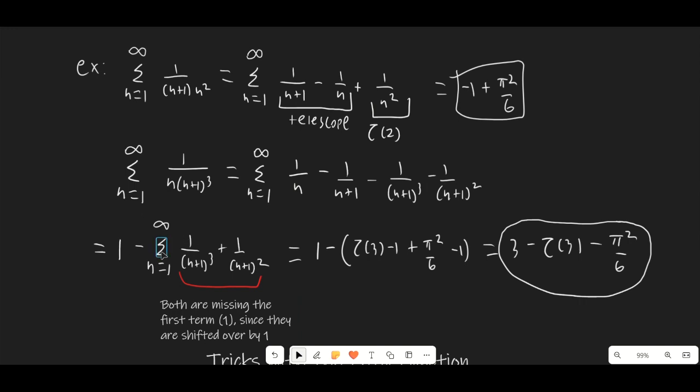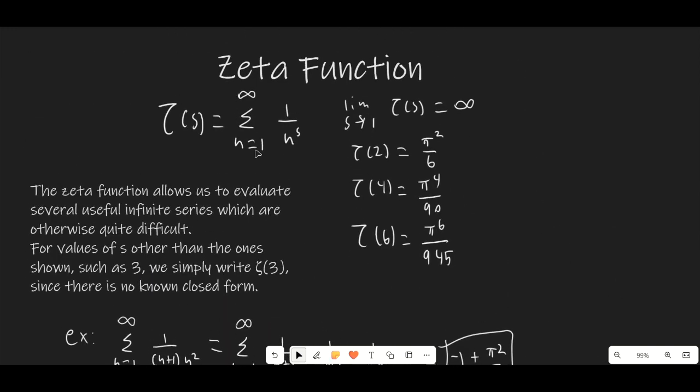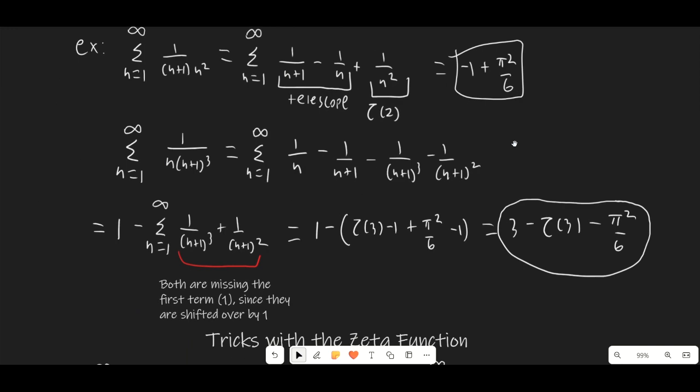So what I mean by this is zeta of s, as if we go back up, equals the sum from n equals 1 to infinity of 1 over n to the s. However, in this case, we have the sum from n equals 1 to infinity of 1 over n plus 1 cubed and 1 over n plus 1 squared, which means that we're never going to get that first term when n was equal to 1 of just 1 over 1 to the s. So both are missing the first term of 1. What this means is that this first series is equal to zeta of 3 minus that first term, which was 1. So this series is equal to zeta of 3 minus 1, and this one is equal to zeta of 2 minus 1. If we go ahead and plug in the values here, we get that our overall answer is 3 minus zeta of 3 minus pi squared over 6.